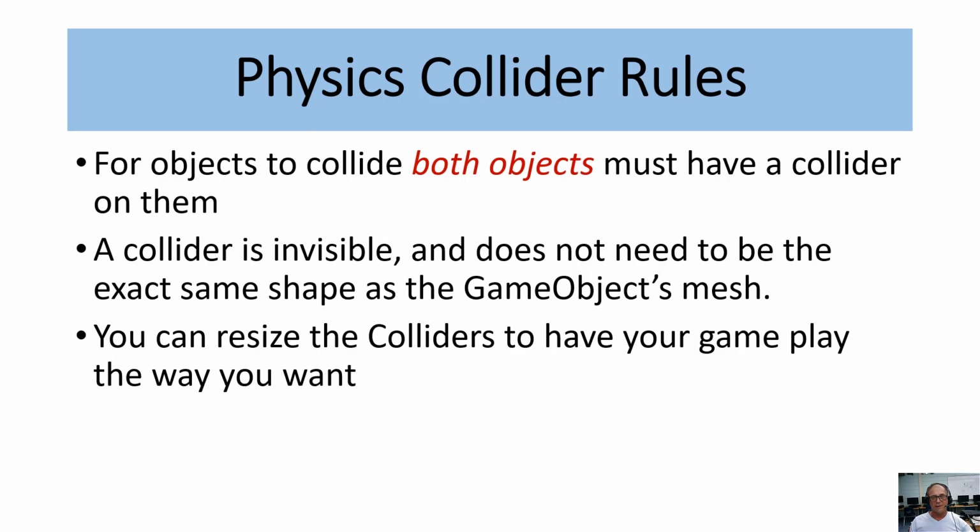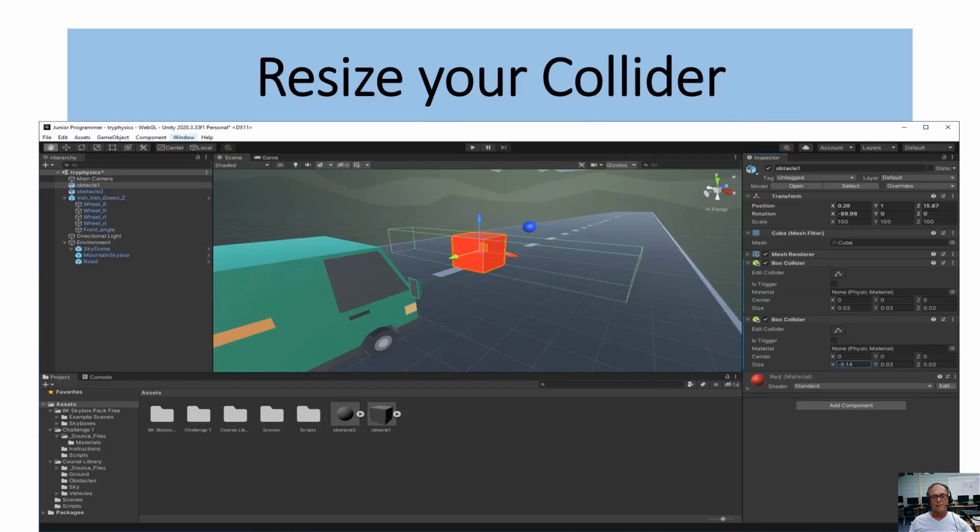You're not going to see it when you play the game, and as we mentioned, it doesn't have to be the same size as the object. And you can actually resize it, so you can have an object collide with something before it physically looks like it's going to hit it. Like if you have a player going down the street and you don't want them actually to hit the building they're walking beside, or have an interaction with the building before they physically get to it, you can extend that collider.